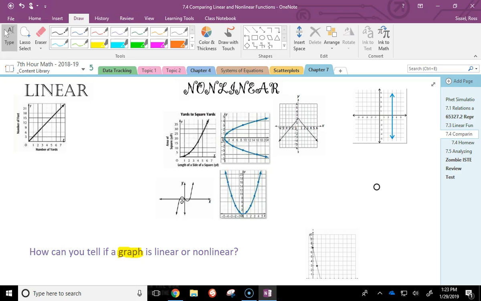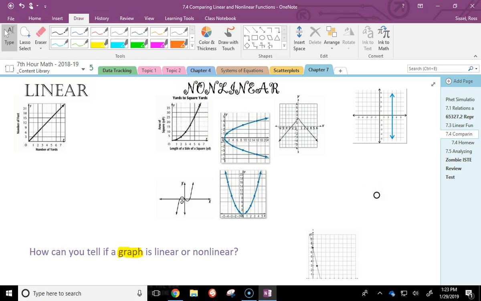Okay. Yards to square yards. This is nonlinear. It's really close to being a straight line, but there's a little bit of a curve. This is kind of like our exponential growth that we work on. You'll do it when you get to algebra, where you'll see that it's starting to change. This happens when we're talking about squaring numbers.